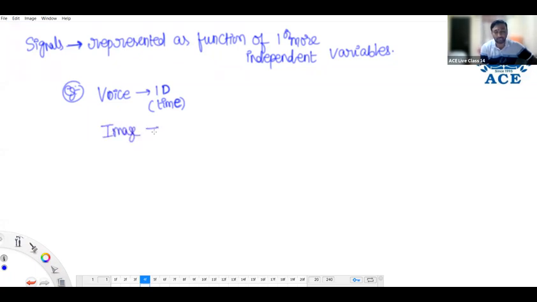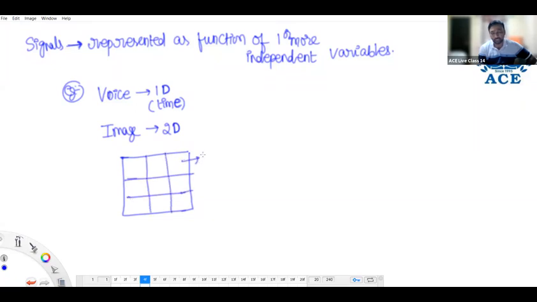If you take an image signal, it is two dimensional because any image signal is a combination of a rectangular grid. Shortcut, it is called pixel, picture element. Here, the intensity or brightness is varied with respect to two spatial coordinates, one in the horizontal direction, the other in the vertical direction. So image is two dimensional because we have two spatial coordinates to vary.